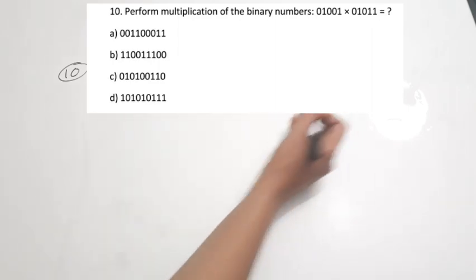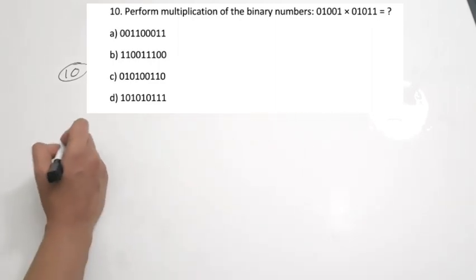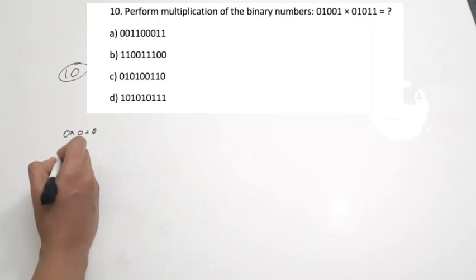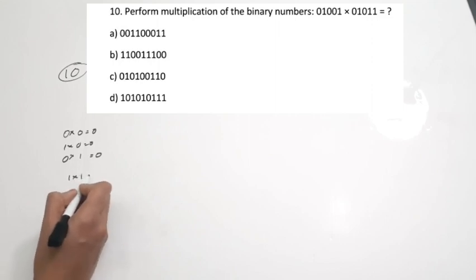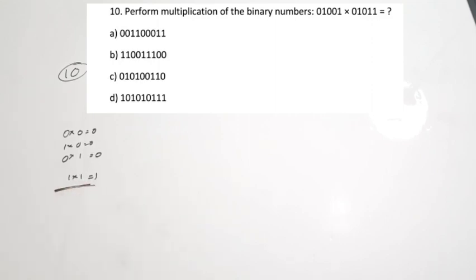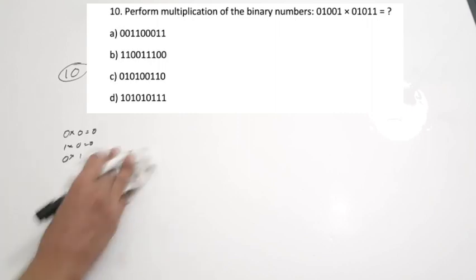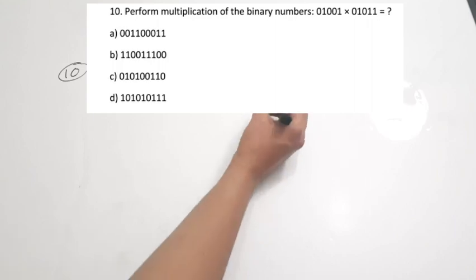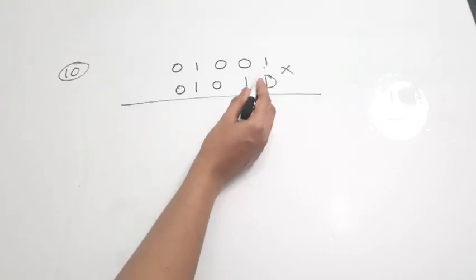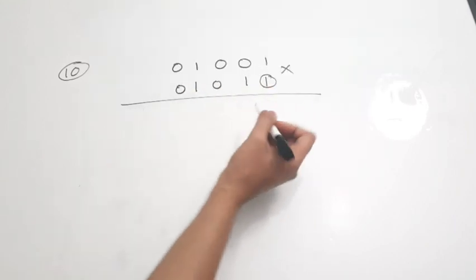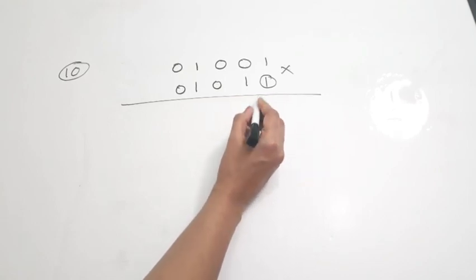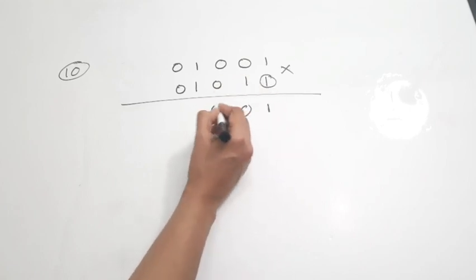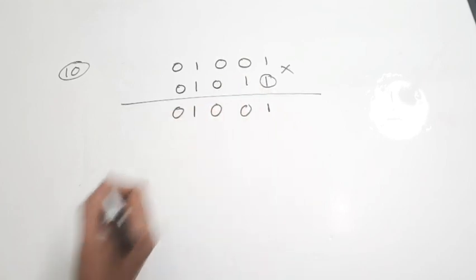Now, the rules of performing binary multiplication are: 0 into 0 is 0, 1 into 0 is 0, 0 into 1 is 0, and 1 into 1 is 1. So these are the rules of performing multiplication. Now, let us see how to perform this binary multiplication. First, take this number, multiply it with all these numbers and write it here. So 1, then 1 into 0 is 0, then 0, again 1 and 0.